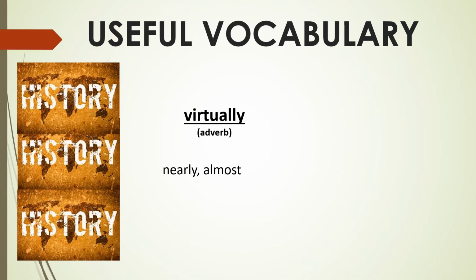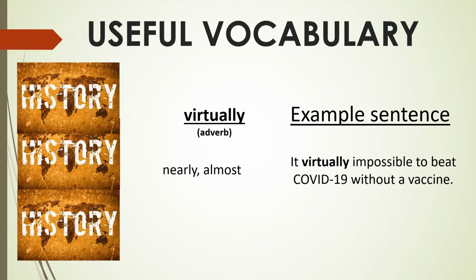Scientists believe, if we apply this in our daily life, we have seen in the news that scientists have inferred that COVID-19 may be virtually impossible to be eradicated. So COVID-19 would exist together with our normal way of living. So we have to adopt its existence. An example sentence here is, it is virtually impossible to beat COVID-19 without a vaccine.